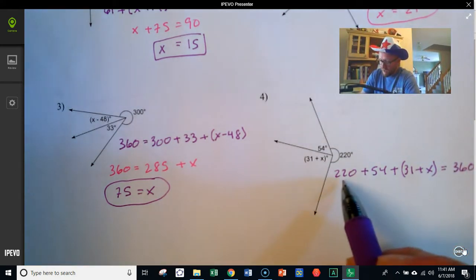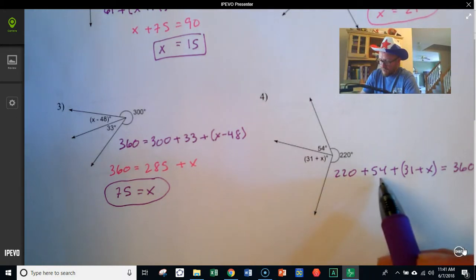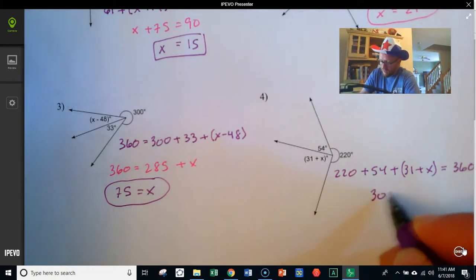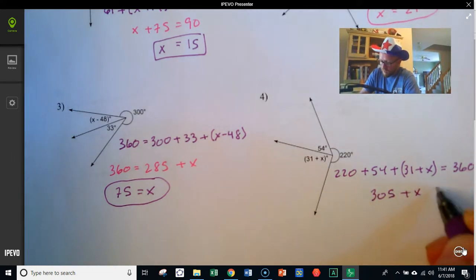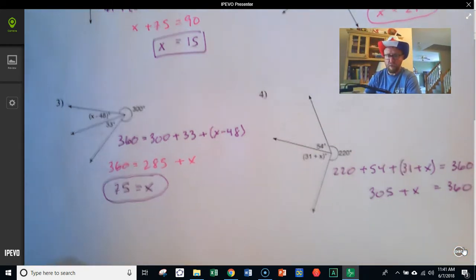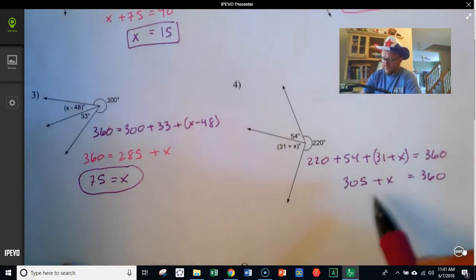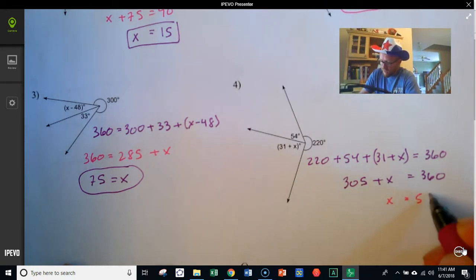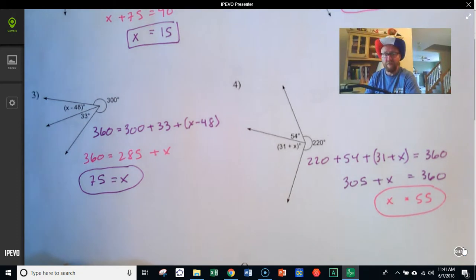So let's see, 220 and 54 is 274, 84, 94, 304, 305. So 305 plus x equals 360. So let's see. Then to get the x by itself, we're just going to take 305 from both sides. And that gives us x is 55.